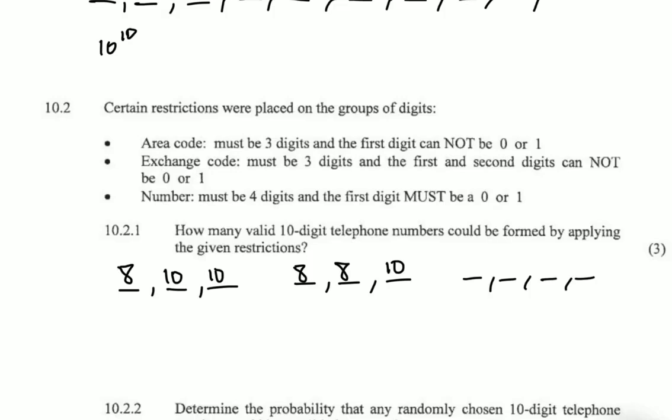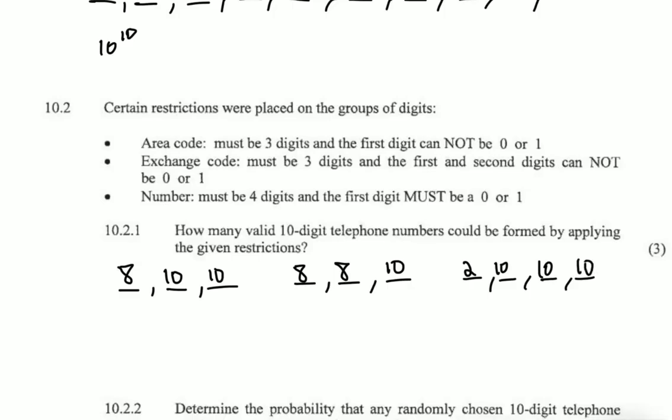And then the last 4 digits. It says that the first digit must be a 0 or 1, so for the first digit we're choosing from 0 or 1. So we can have 2 possible numbers on the first digit. For everything else, we don't have a restriction, so we're choosing from 10 numbers, from 10 numbers, from 10 numbers.